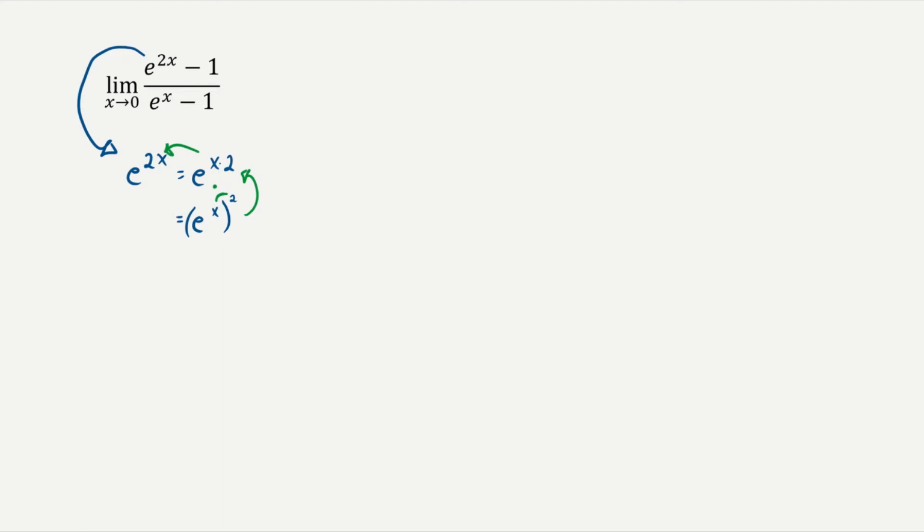So what I'm trying to say is I can take this limit and I can rewrite e to the 2x as e to the x squared minus 1. And maybe now you can see where we're going with this one. Because what do I have? I have a squared minus b squared. E to the x is a perfect square. 1 is a perfect square. So I can factor the top as a difference of squares.